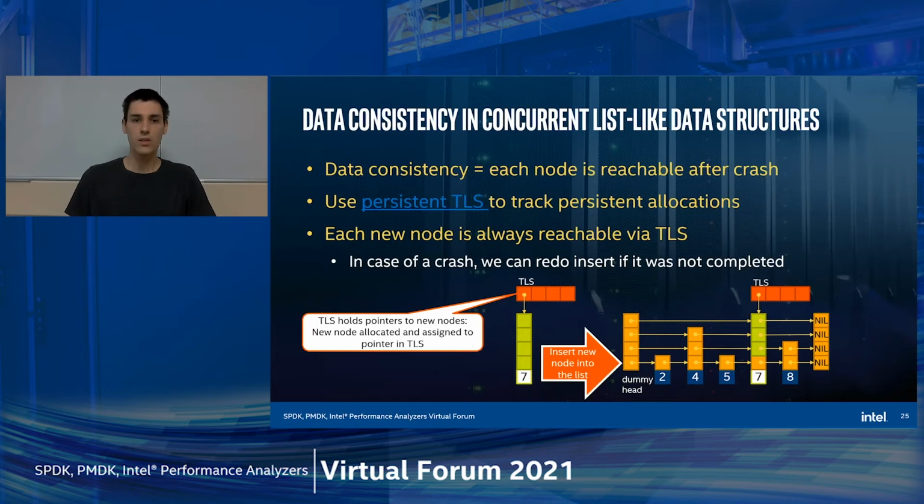Thanks to persistent TLS, each allocated node is always reachable in case of a crash. So after a crash happens, we can just iterate over all the nodes in persistent TLS and redo interrupted operations or just remove the nodes, depending on what guarantees we want to provide to the user. On the bottom of this slide, on the image, you can see that insert consists of two steps. First, we allocate the new node and insert it to the persistent TLS in a single atomic transaction. And only after this is completed, we insert the node to the list.